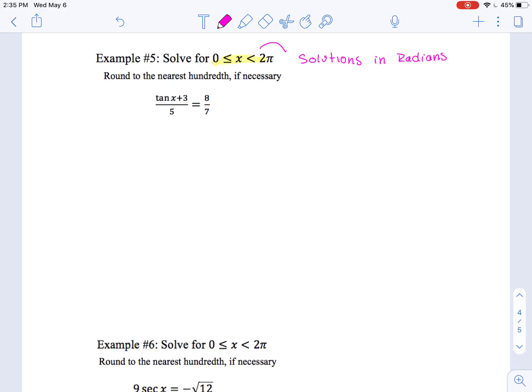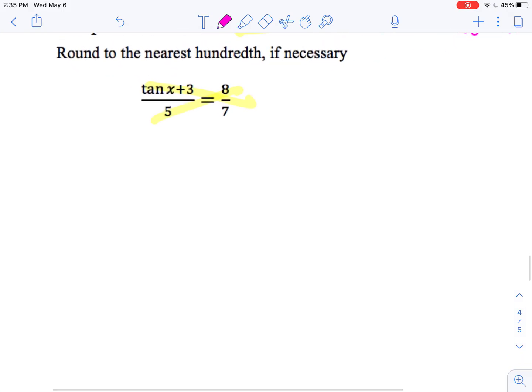This is set up as a proportion. We have two ratios, or two fractions, equal to each other. So in order to solve this, we can go ahead and cross multiply. So I'm just going to use my algebra skills. I'm going to get 7 tan of x plus 3 is equal to 40.